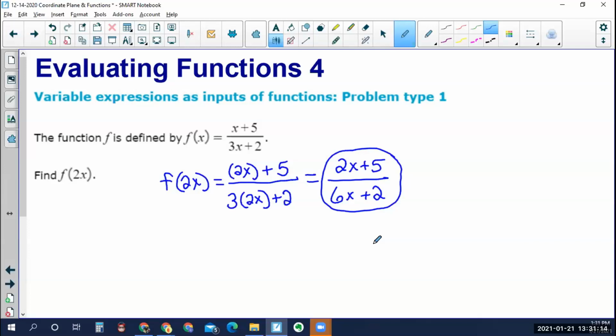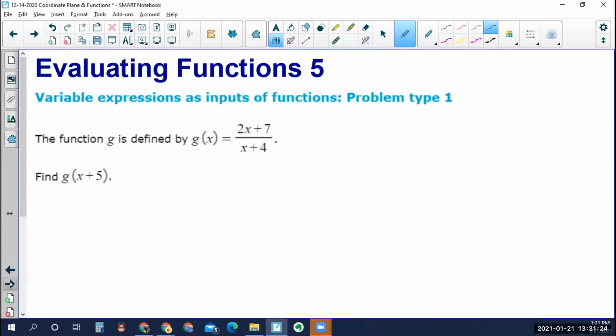All right, I'm going to keep rolling here. Just one more, and then the rest of the time is yours to take care of these problems in your assignment. All right, so this one, the only big difference is that we're plugging in an algebraic expression that happens to be a sum. It has an addition sign in it, but we can handle this.